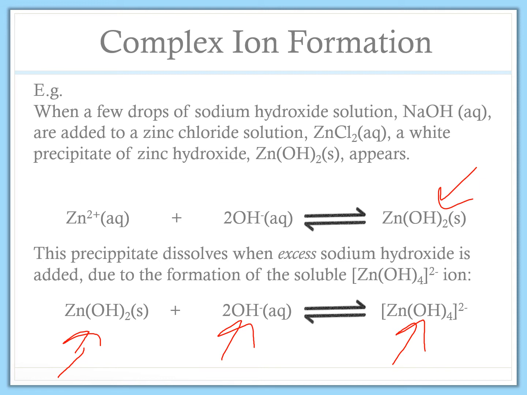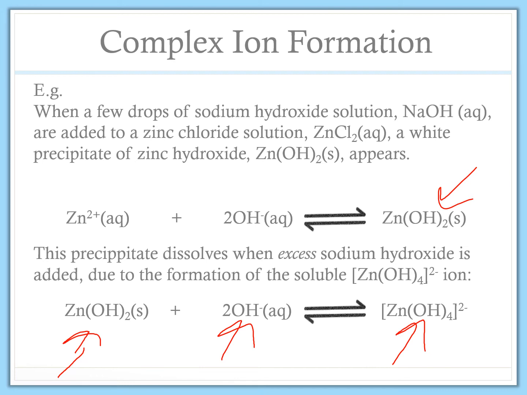So what you would see is you would have your zinc chloride solution, you'd add a small amount of sodium hydroxide, and you'd get a precipitate appearing. And then as you continued adding sodium hydroxide, you would see that precipitate disappearing. You may or may not recall this from doing a level two testing for ions in solution experiment. So that's one thing that can affect the solubility.